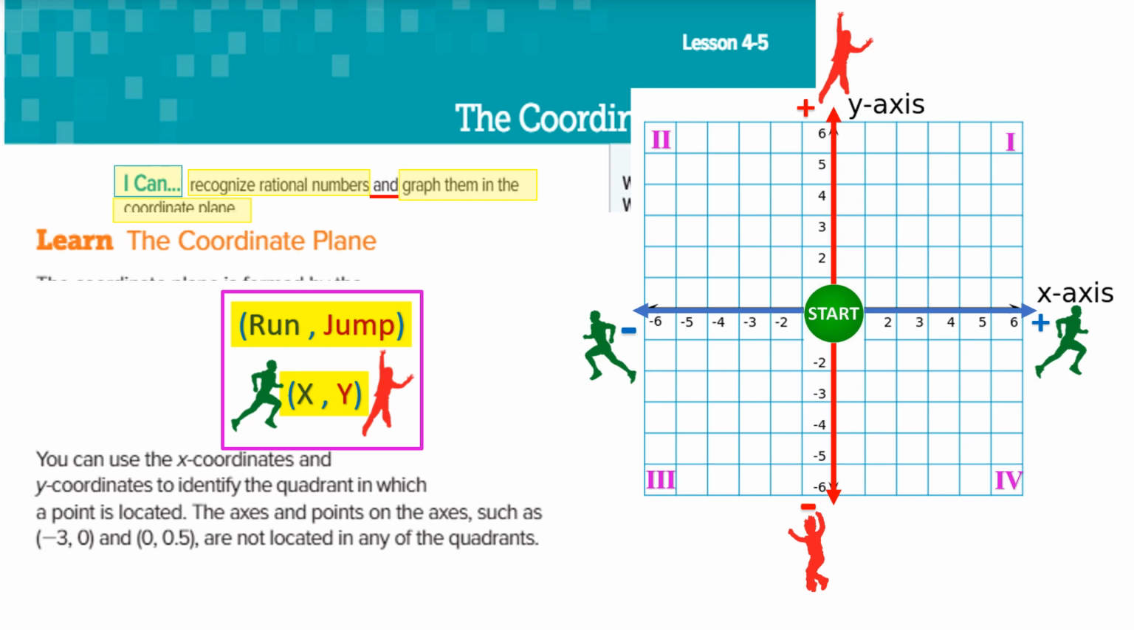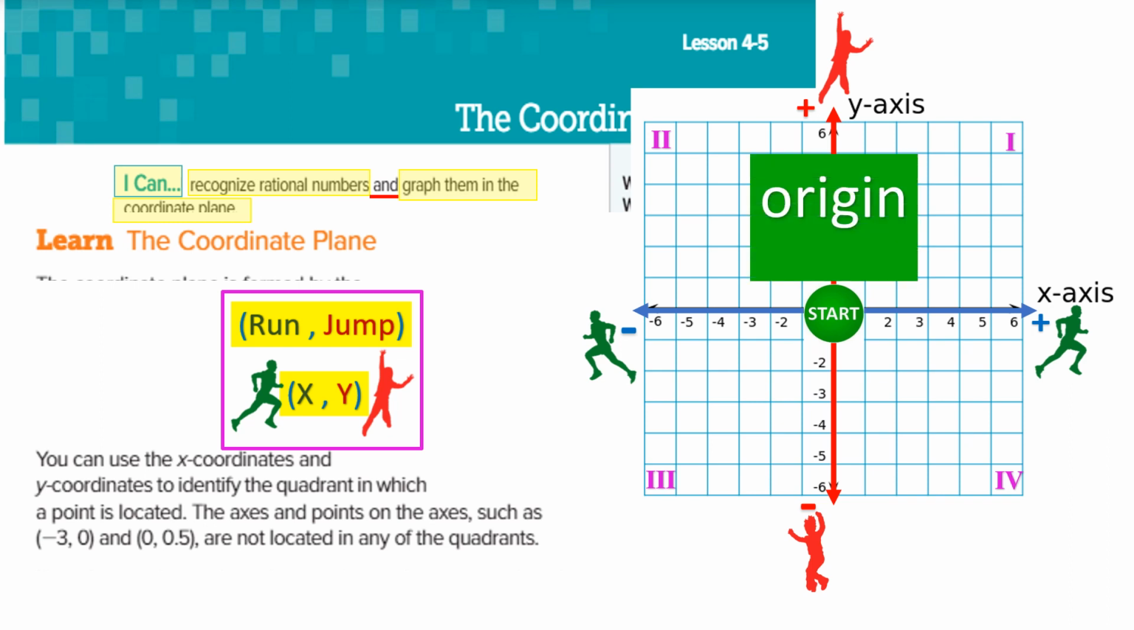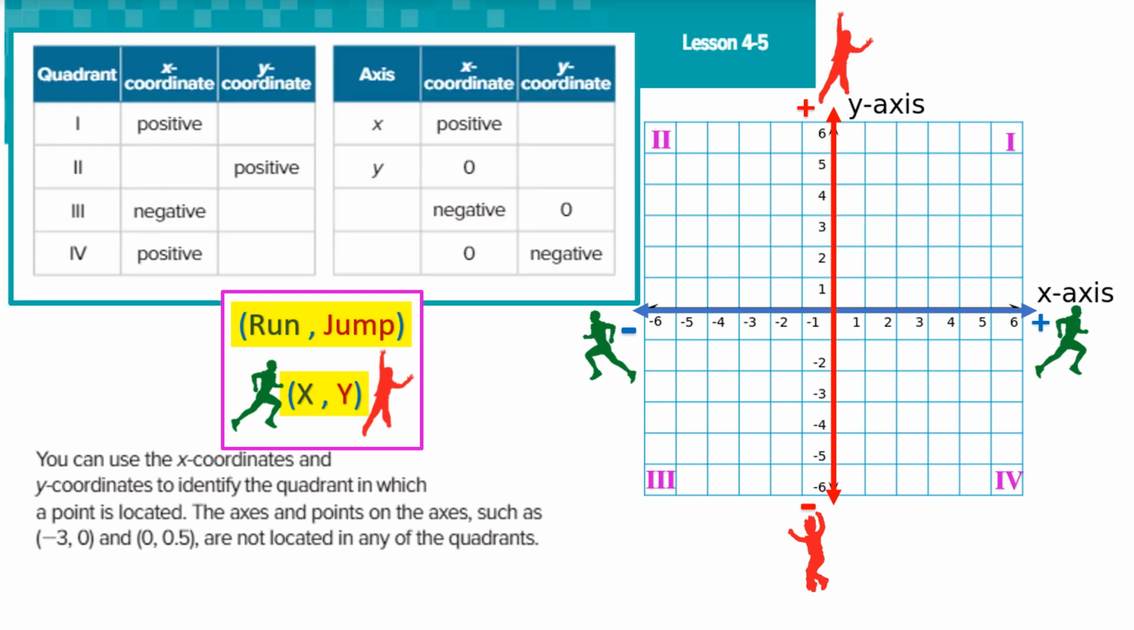But I always need to go back to the starting point every single time. And once again, we call that the origin. I always go to 0, 0, which is right in the middle of my coordinate plane. And then I go from there, moving either forward, backwards, or up and down.